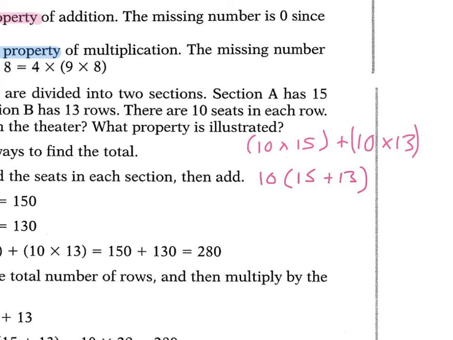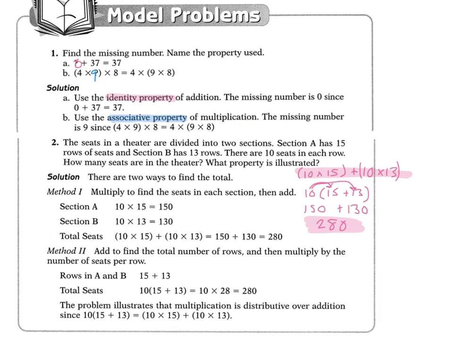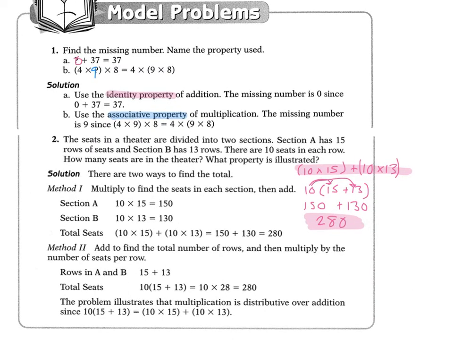So if we do the second way, we can just distribute, and we get 10 times 15, which is 150, plus 10 times 13, which is 130. So our total would be 280. And we'd get the same thing if we did it this way too. And this is our distributive property. So since we were distributing here, it is our distributive property.